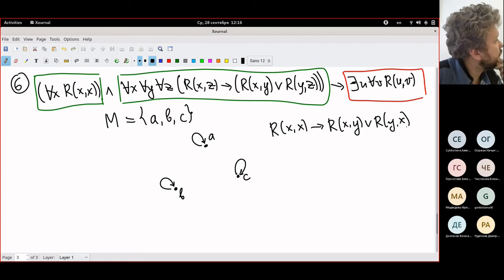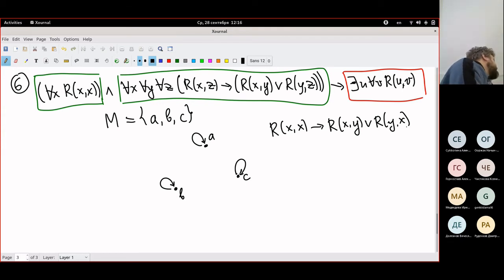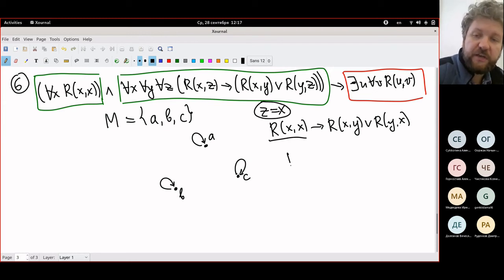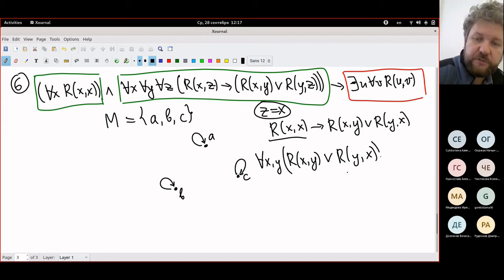Where do we need priority? No, conjunction is stronger. From the conjunction you show something. So you see what the idea is. If you have R(x,x), you could do resolution, but it's even easier: you will have R(x,y) or R(y,x) just by taking z equals x. Taking this as true, you will have R(x,y) or R(y,x), which is true for all x and y. This should hold, right?